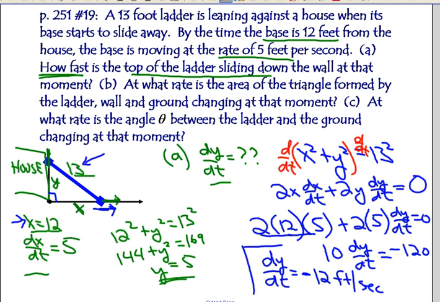Hopefully you're not surprised by the fact that dy/dt was negative, because look, it's sliding down the wall. Your y distance is getting smaller. Because your y distance is getting smaller, your dy/dt is negative. Okay, that completes part A.